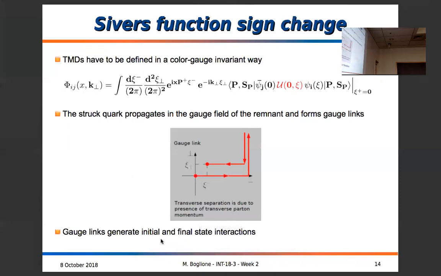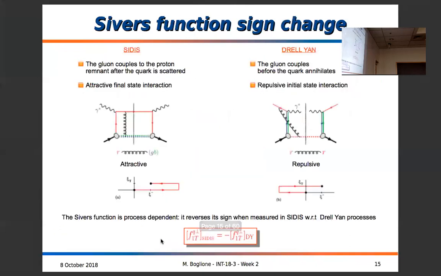It has some factorization, some universality properties, which are not totally trivial, because it's sensitive to the way the initial and final state interactions behave in the processes. So it has some degree of process dependence. And we now know that it's a prediction that the Sivers function should reverse its sign when it's measured in SIDIS compared to the sign that it has when it's measured in Drell-Yan processes.